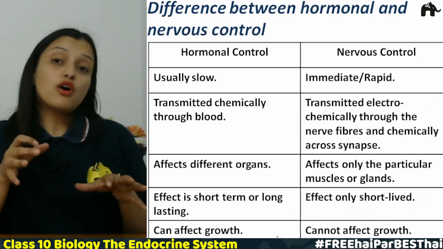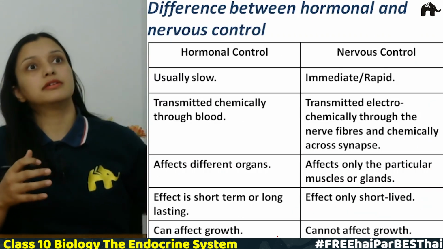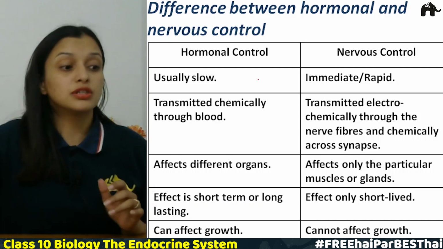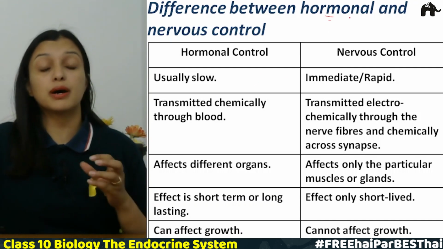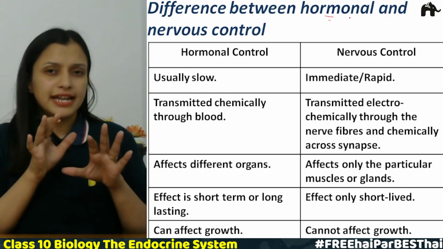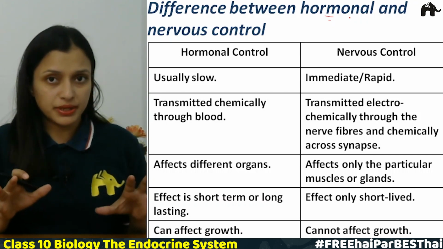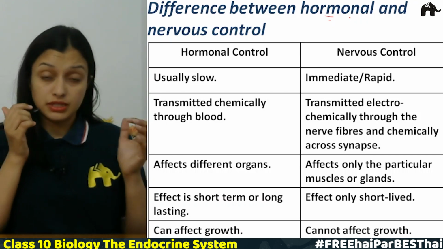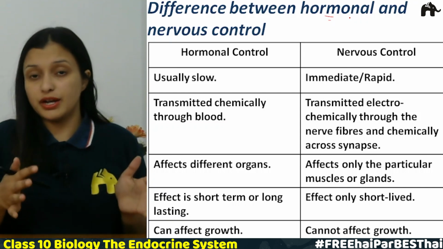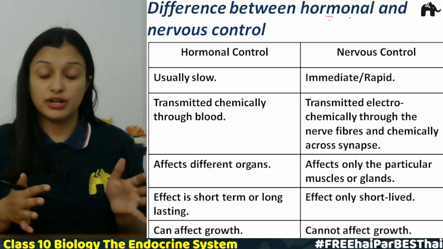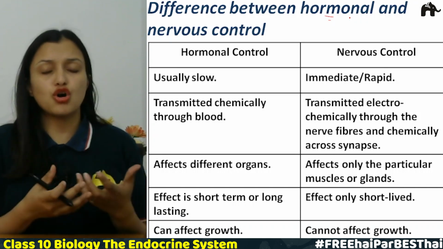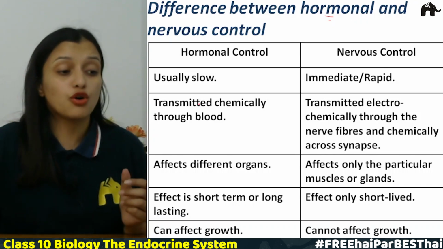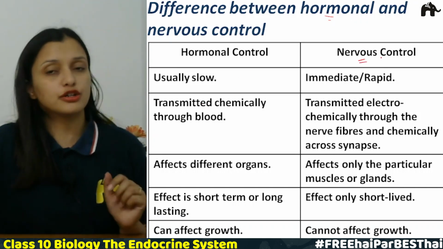Now we have already discussed neural control, right? The nervous system we have already spoken about, and in this chapter we are talking about hormonal control. Let us try to differentiate between the two, because the nervous system also controls a lot of activities in our body, and in the same way these hormones also do the same, right? So let's talk about them. What is the difference between hormonal control and nervous control?